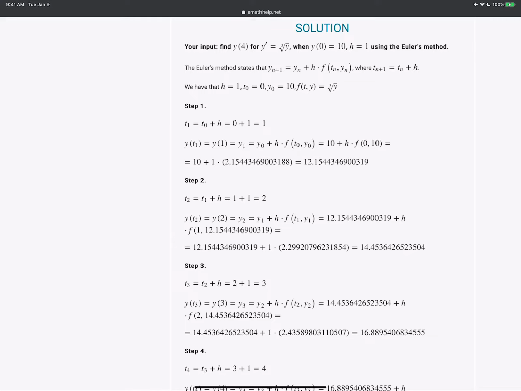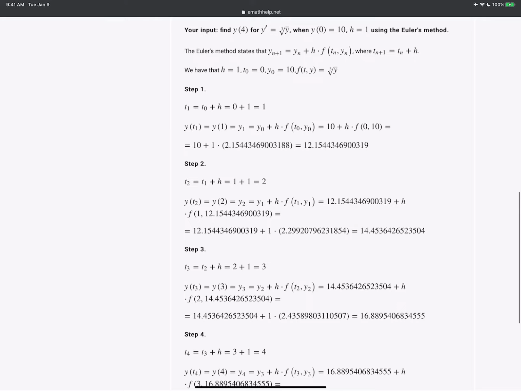The very first step is when they ask you to compute y of t1, which is y of 1, or y subscript 1, and that happens to be 12.1544346 and all those numbers. So you're going to take that as your first value, pick that up, and move it into the table. We're going to add it up there.